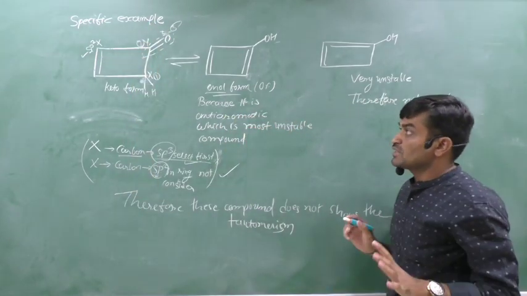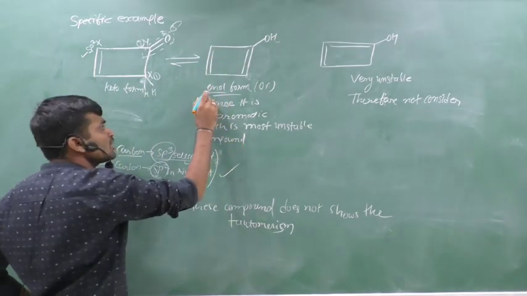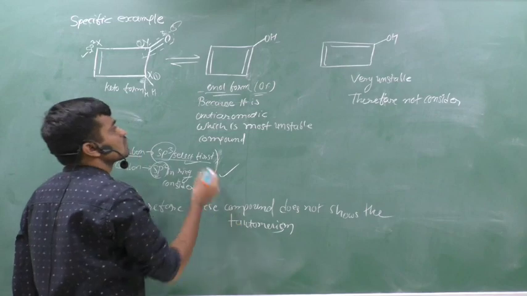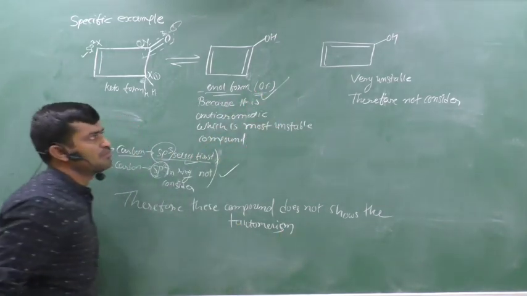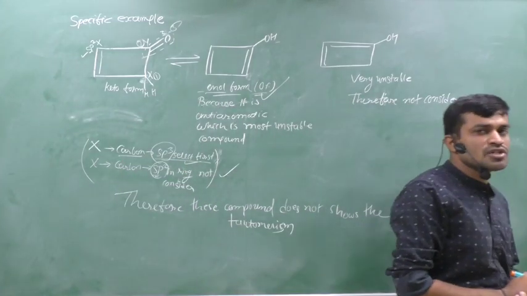And therefore we can check the characteristic of this compound. We can draw the enol form. Therefore we can think that this compound does not form. The content of this enolic compound is 0%. 0% means that this compound does not form.